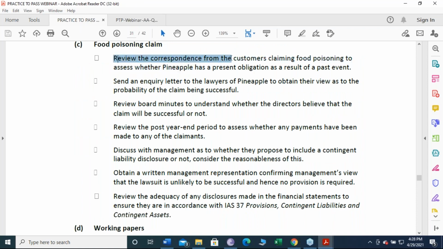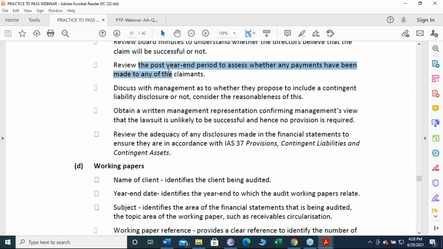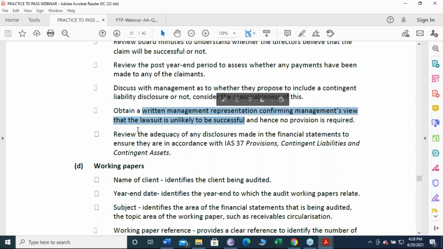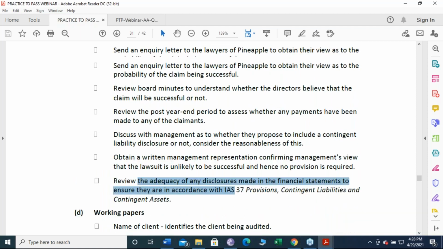Review the correspondence from the customers claiming food poisoning in order to assess whether a present obligation exists. Send an inquiry letter to the lawyer in order to get his point of view on board. Review the board minutes in order to verify how panicked or how confident they are. Review the post year end period payments, bank statement and cash day book in order to verify whether the claim was actually converted into actual payments. Have a discussion with the management, get the written representation from management. Last but not the least, review the disclosure notes in accordance with IAS 37. Is this clear now?